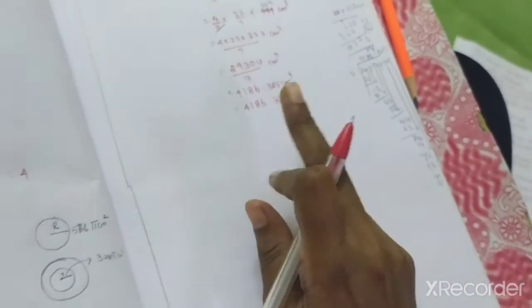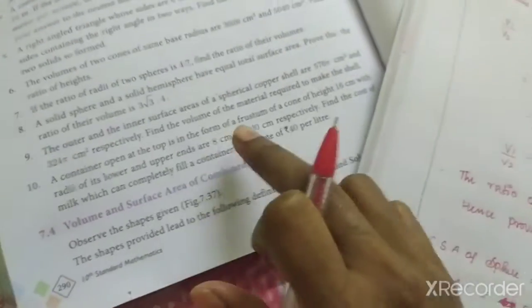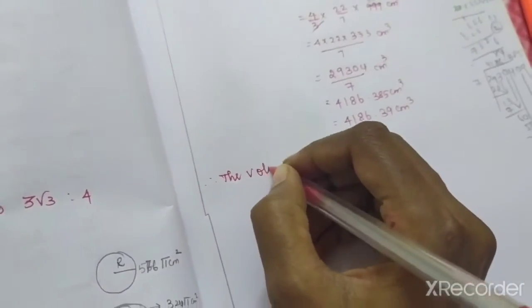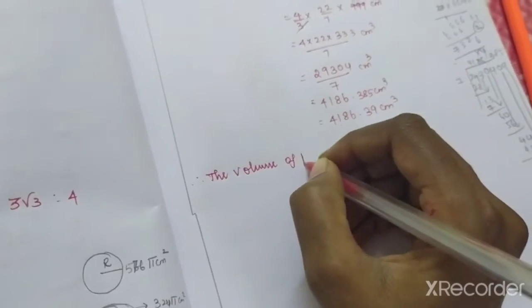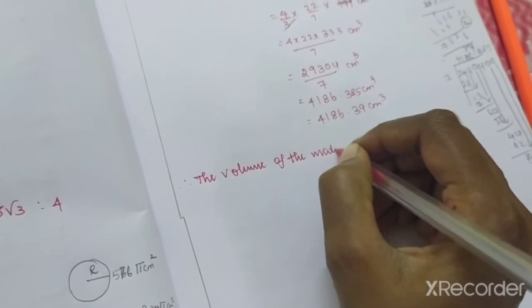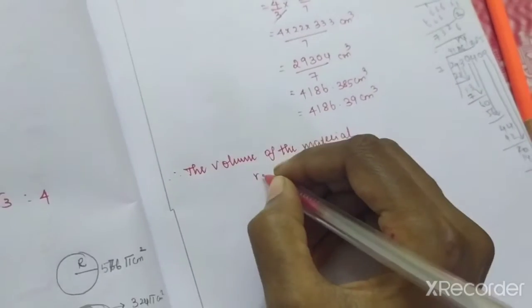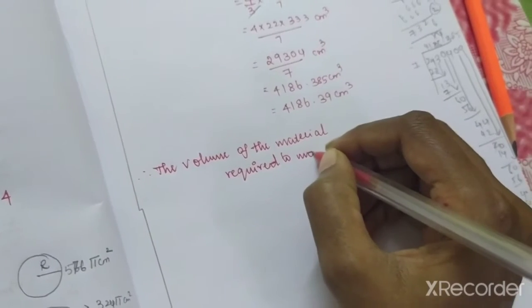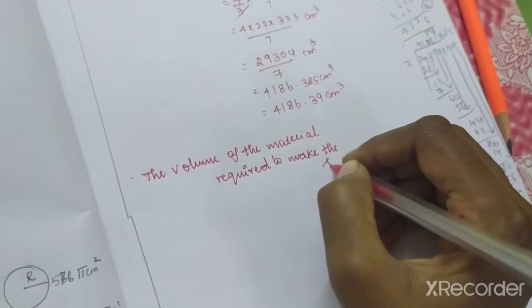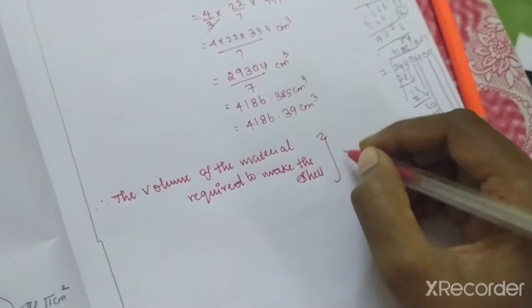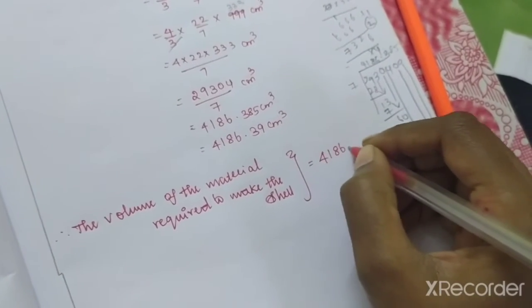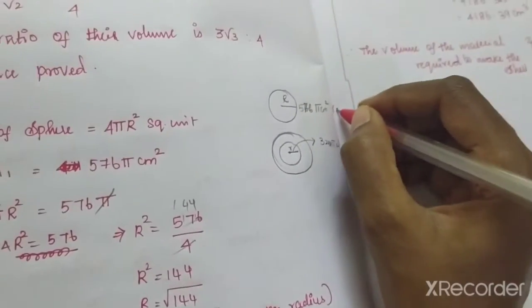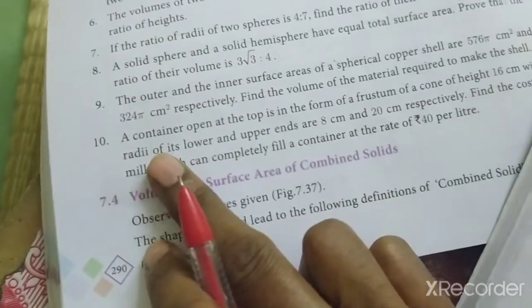So what is the volume of this? That's it. Therefore the volume of the material required to make the shell is 4186.39 centimeter cube. Okay, then the 10th question.